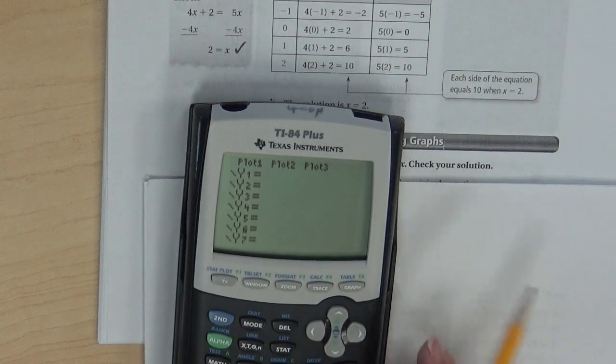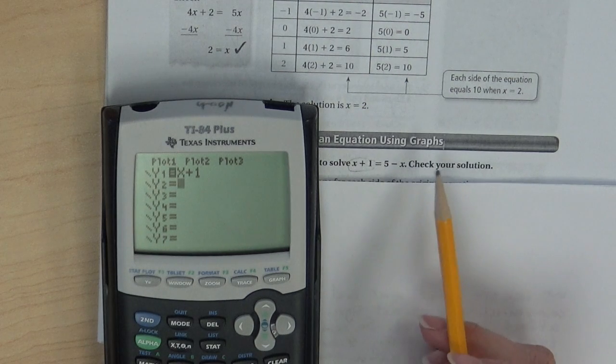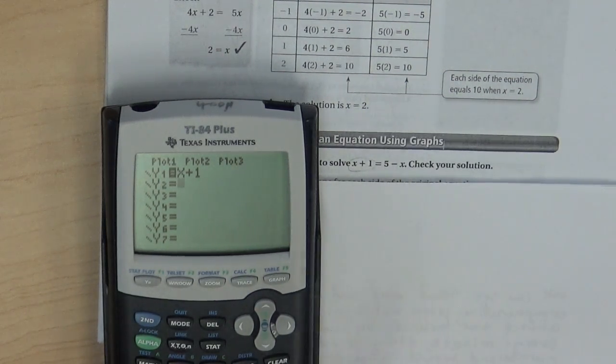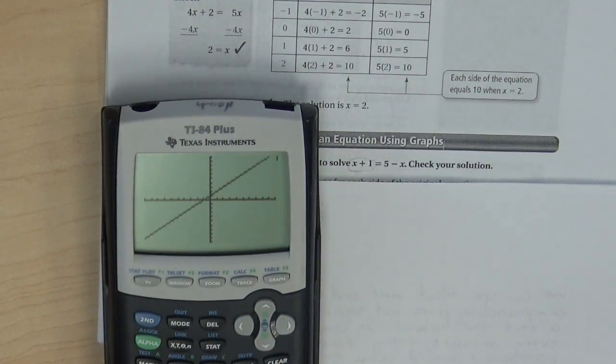Okay, so starting at the top equation, I'm going to type in x plus 1. So the x button is right here, plus 1. And then I'm going to arrow down, and the second equation is 5 minus x. So 5 minus x. Then I'm going to press graph, and it's going to show me what this graph looks like.